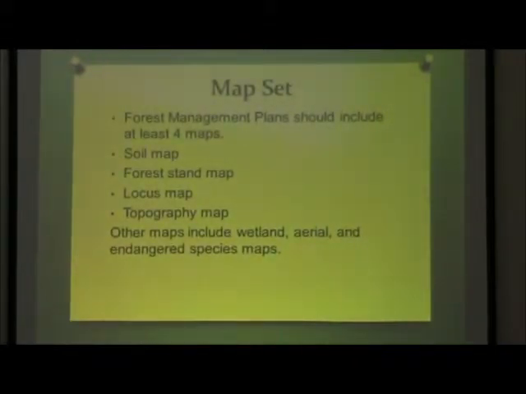The management set should include at least 4 maps, which doesn't really concern you except when you look at the forest management aspect. But somewhere along the line in your presentation on the orals, you're going to need a soil map, forest land map, locus map, topographical map. This is more on the community forestry end. A lot of times when you do pure urban forestry, you take it one tree at a time. Other maps can include wetlands, aerials, endangered species maps.